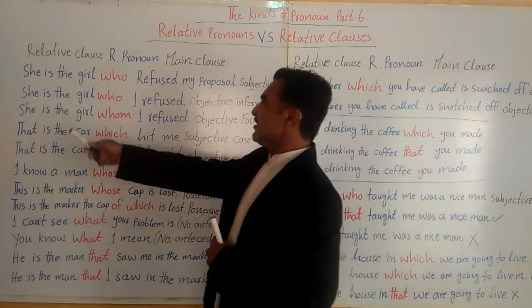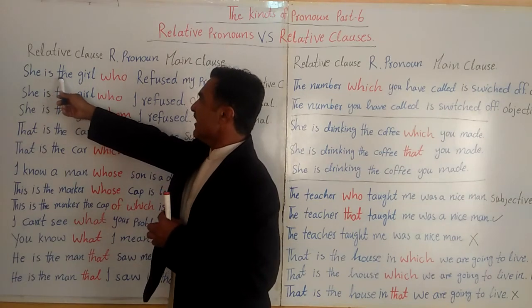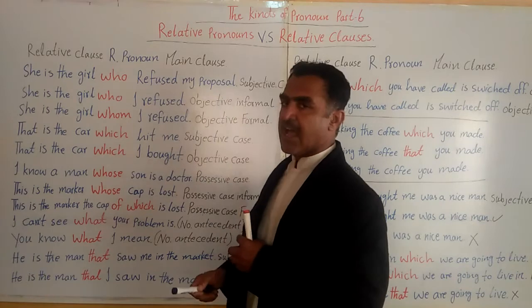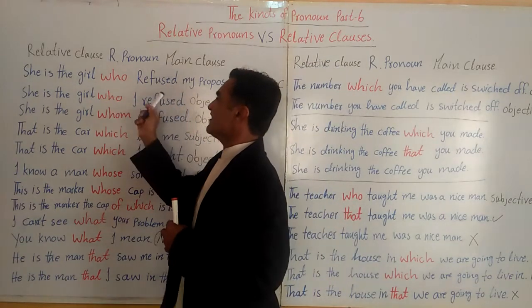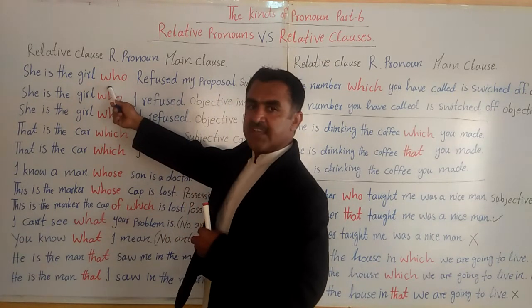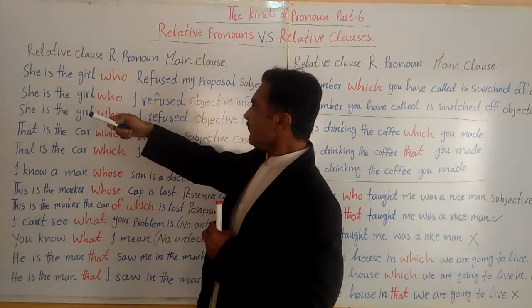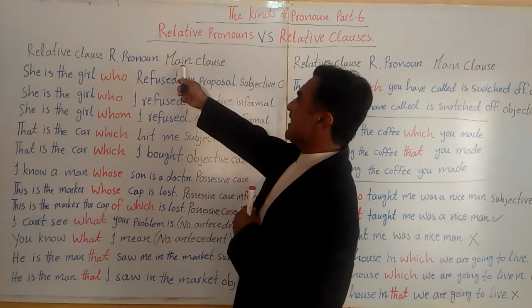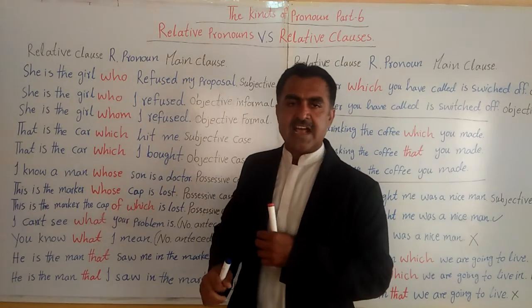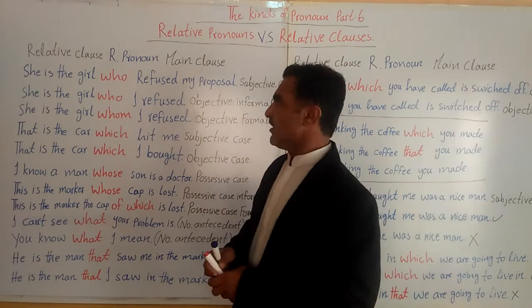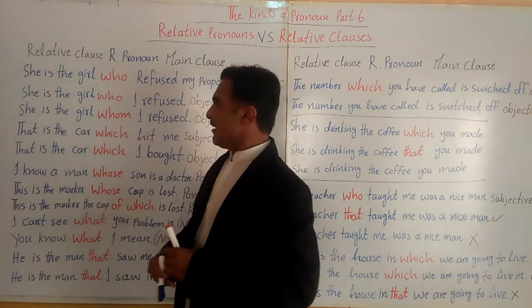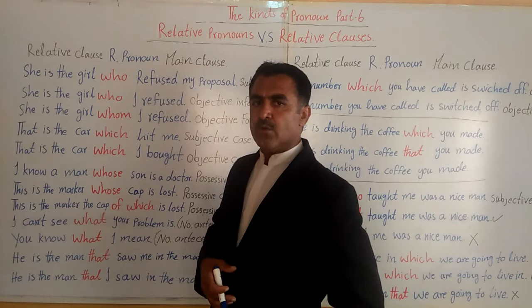Okay, so now you see this part of the sentence. This is the first clause, this is the second clause. Now these two clauses are connected by the relative pronoun. The first clause is called the relative clause, the second clause is called the main clause or result clause. Okay, now let's begin with them without any delay.